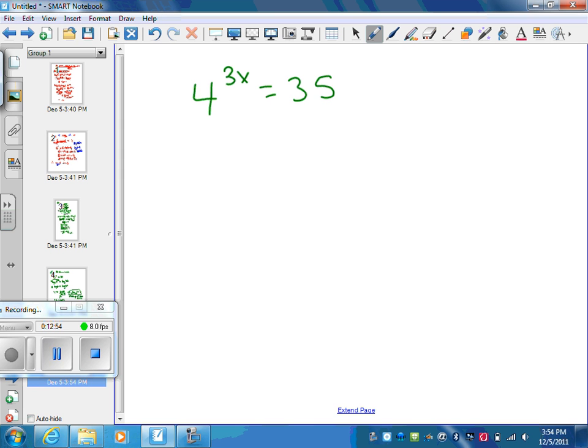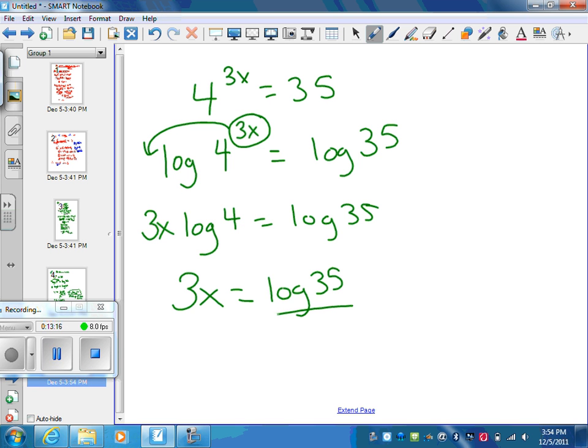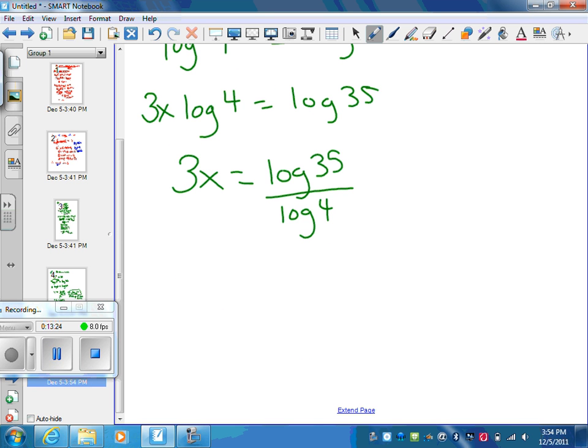I'm going to take the logarithm of both sides. Log 4 to the 3x equals the log of 35. Again, we're doing it to base 10 here. Using those logs, I can say 3x log 4 is equal to log 35. 3x is equal to log 35 divided by log 4. Okay, and now I want to get x entirely by itself, so I'm going to divide both sides by 3.